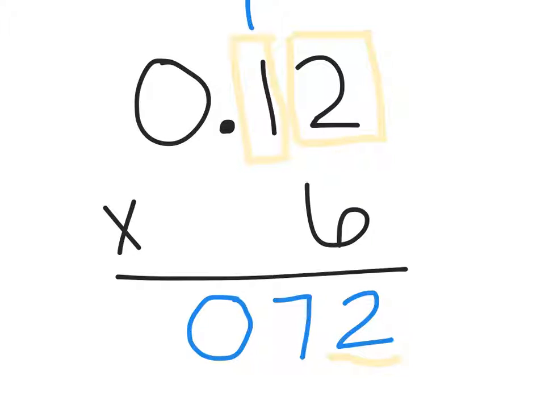So there's the 2, and then if we go over 1 more, that's the 7, and then we're ready to put our decimal point in right there. So let me get my pen, and there's our decimal point. So our answer here is 72 hundredths, or 0.72, and that's how we go with the first one.